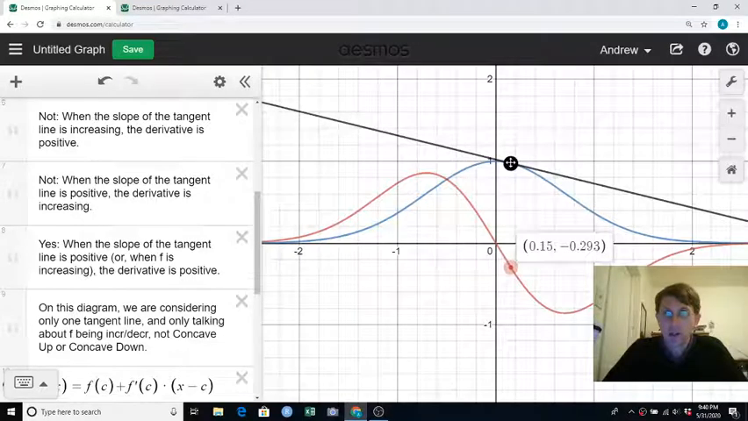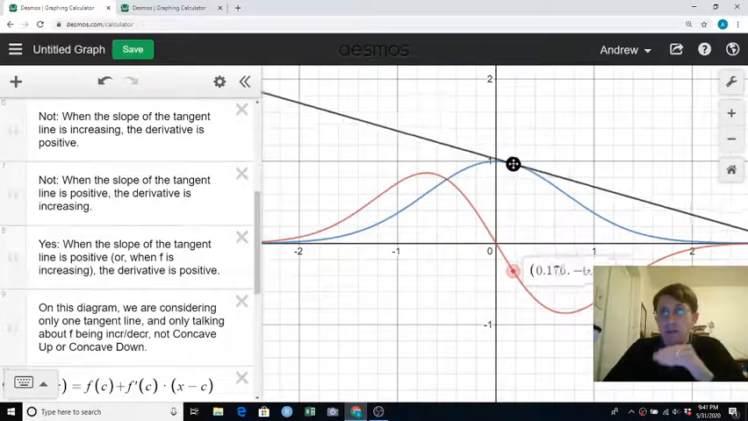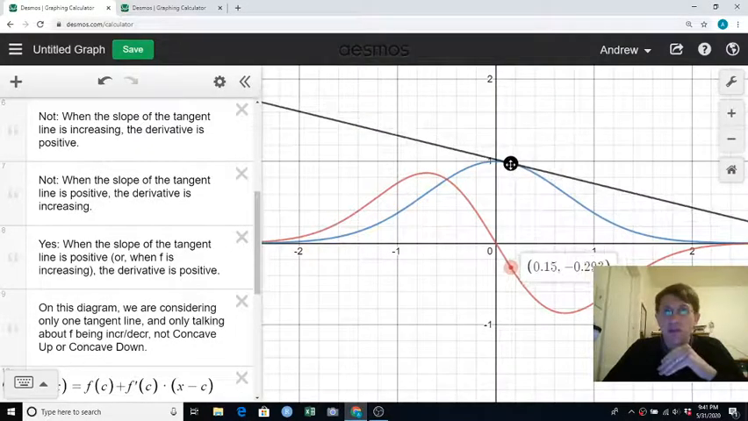And then once we get over here, the slope of the tangent line is negative, and the y value of the derivative is negative. But here, remember, we would not say that the slope of the tangent line is decreasing right here. We would have to think about here versus somewhere else, and that's about concavity, and we'll get into that later. So remember, on this diagram, we're only talking about one tangent line at a time and not talking about what happens to the tangent line if I move from here to there. That'll be in our next video.